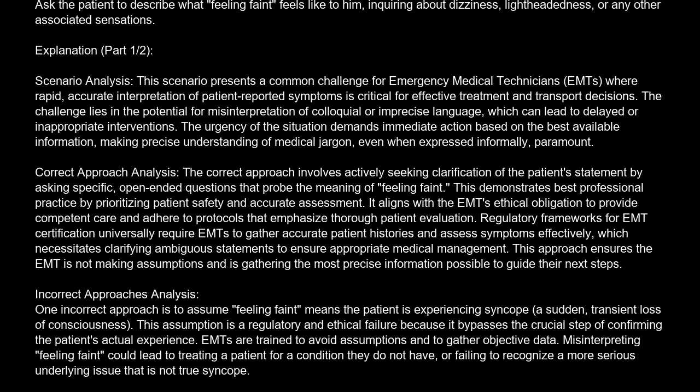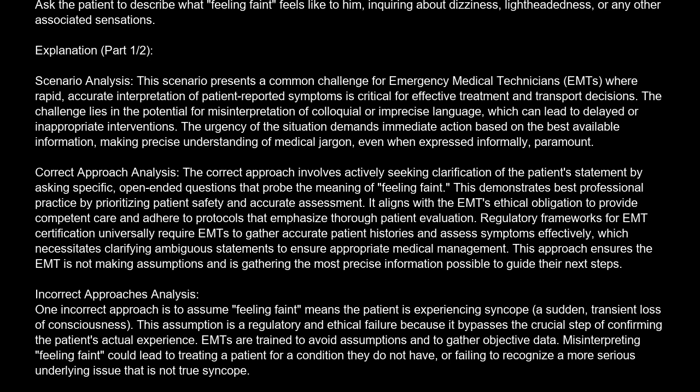sensations. Explanation. Scenario analysis. This scenario presents a common challenge for emergency medical technicians, EMTs, where rapid, accurate interpretation of patient-reported symptoms is critical for effective treatment and transport decisions. The challenge lies in the potential for misinterpretation of colloquial or imprecise language, which can lead to delayed or inappropriate interventions. The urgency of the situation demands immediate action based on the best available information, making precise understanding of medical jargon, even when expressed informally, paramount.